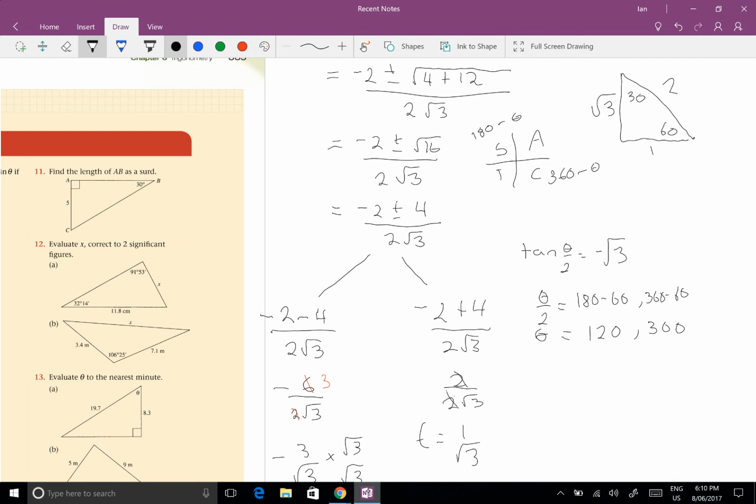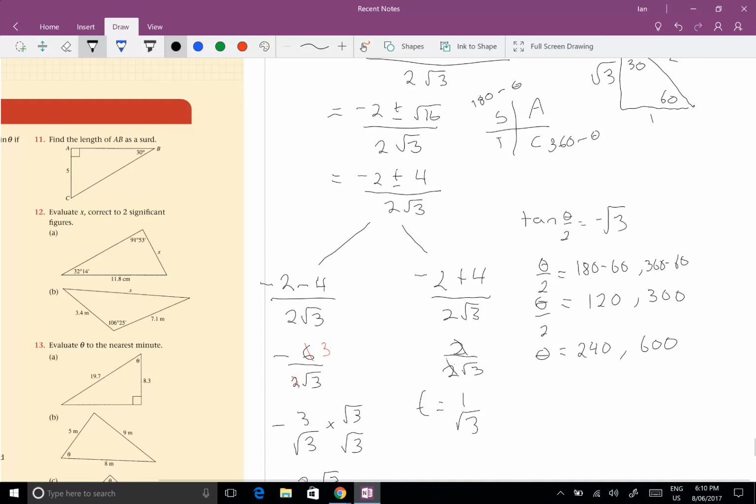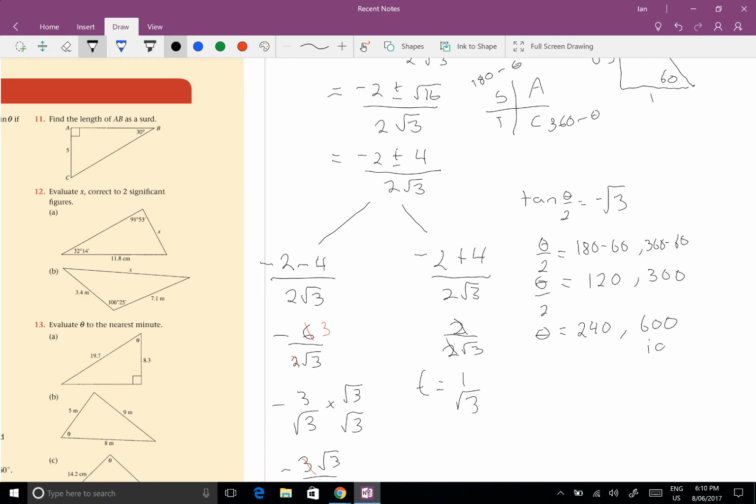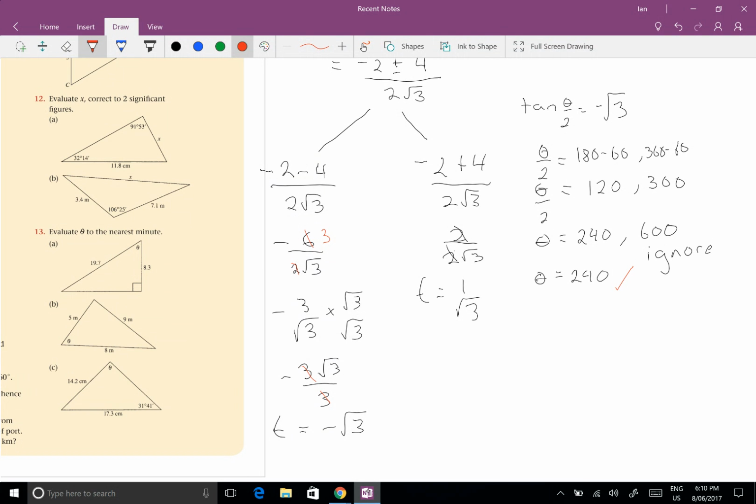But that's theta on 2. So theta will equal 240 or 600. And we can ignore 600 because it's outside the domain. And we just get our first answer of theta equals 240. And we look at that, and yep, that's one of the solutions. Let's have a look at the other solution.